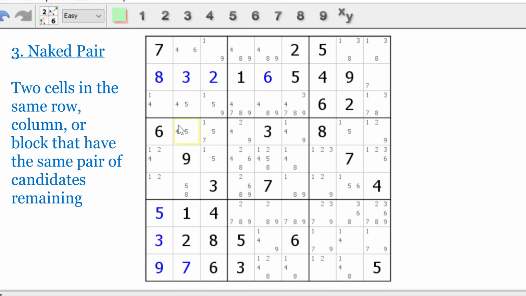What we know about that is we can eliminate the 4 or 5 from any other cell in that column. So we know that a 4 cannot be here, and so the solution to this cell would be a 6. And we also know that a 4 or 5 cannot be here, which means this 8 is actually a hidden single. And we can solve right there. So that's a naked pair. And I'll show you in solving how valuable these naked pairs can be.